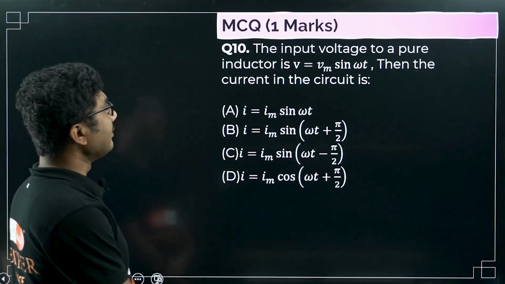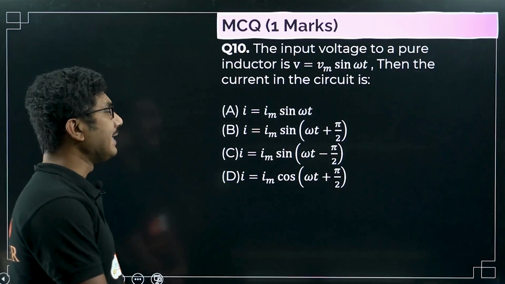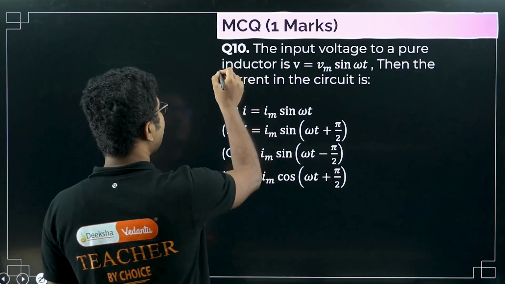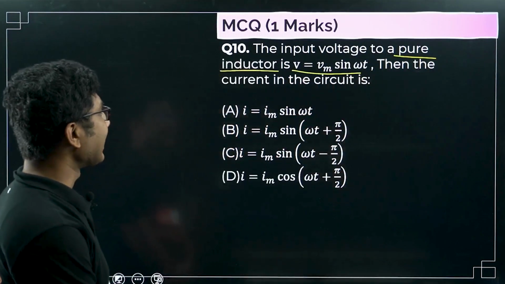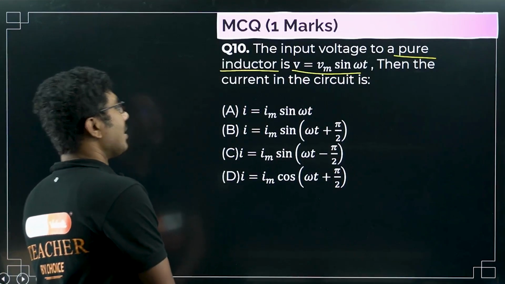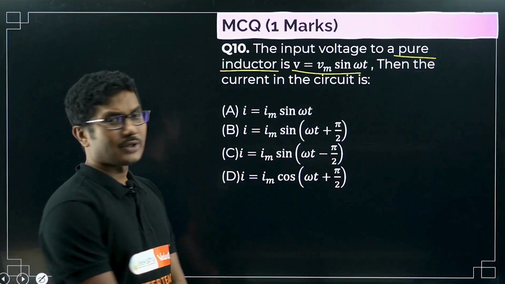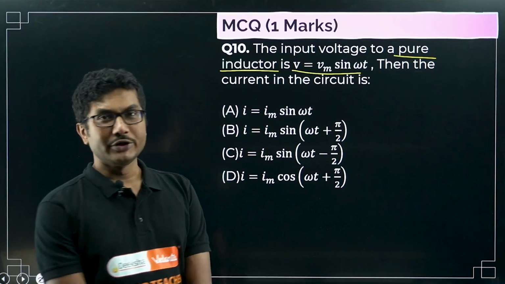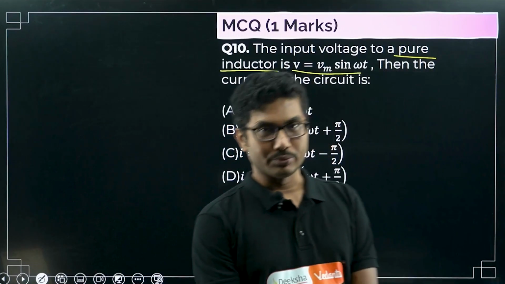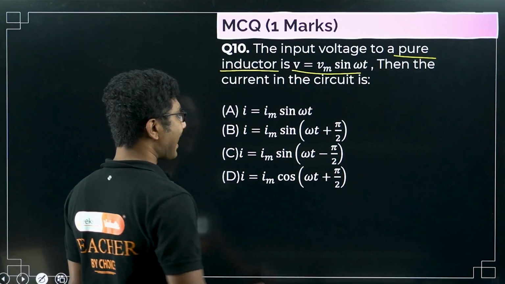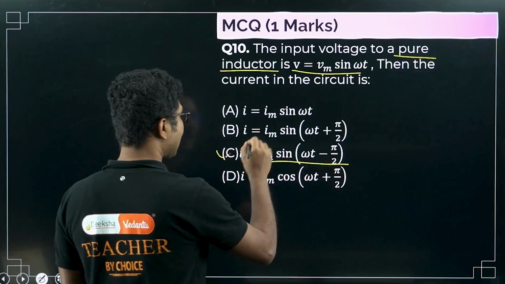Next question. The input voltage to a pure inductor is V equal to Vm sine omega t. So what is the circuit? A pure inductor is there, and the input is Vm sine omega t. Then the current in the circuit is, so how can we find the current if the voltage is given? Now we know that in a pure inductor, current lags the voltage by an angle pi by 2. This is the only case where current lags, so this is the answer, okay.